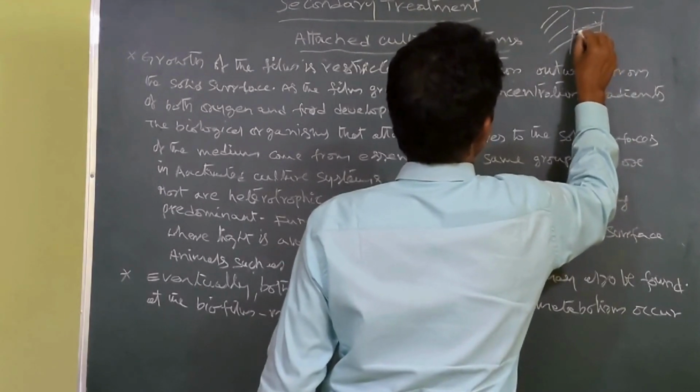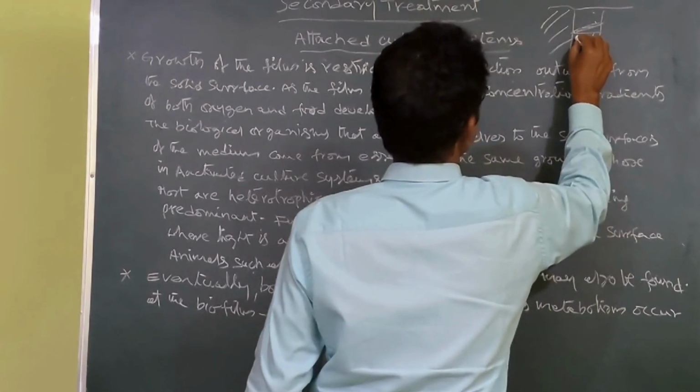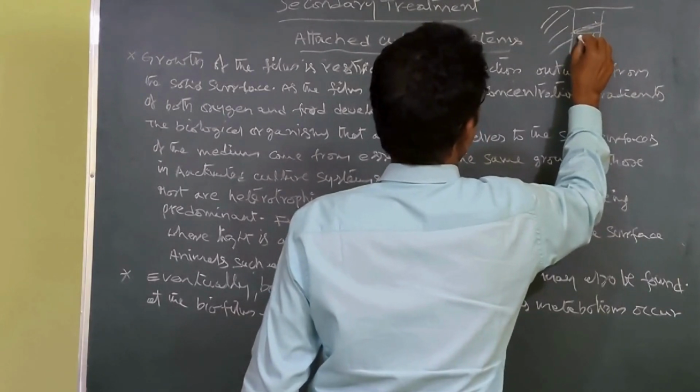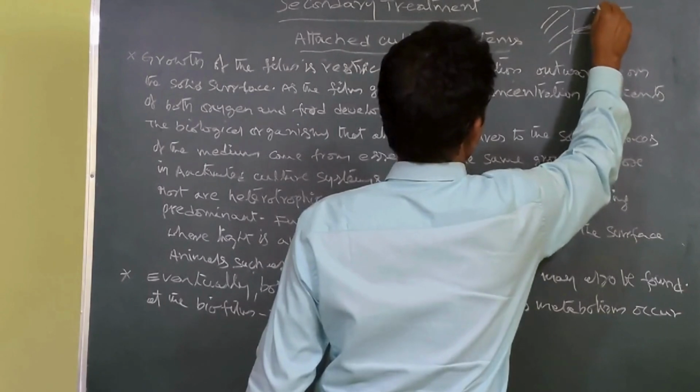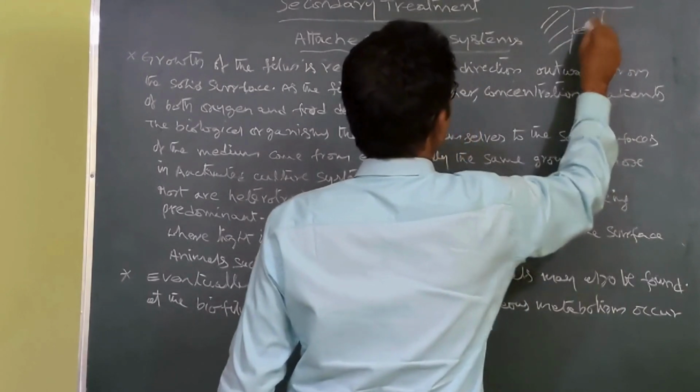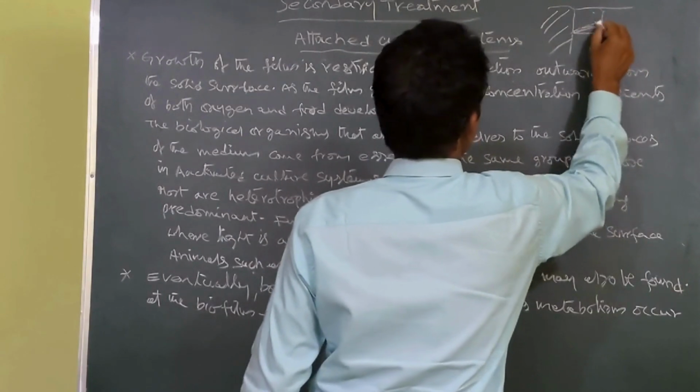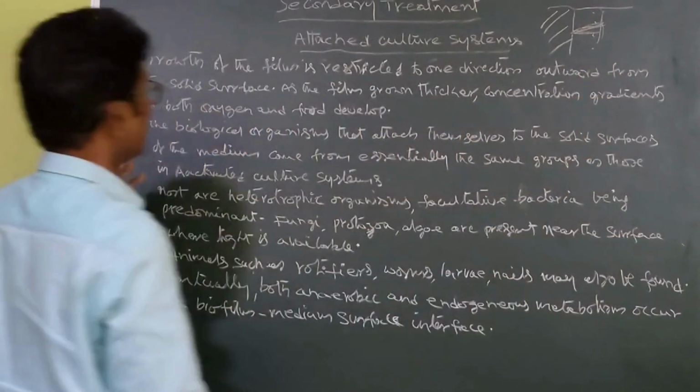Inside, the availability of food and oxygen is decreased, whereas towards the top surface of the biofilm, food and oxygen are available. So the gradient may be established like this. Okay, that is the meaning.